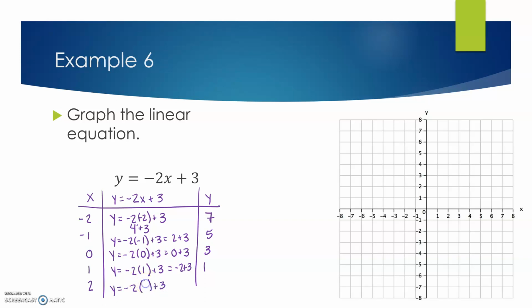So this would give us -4 plus 3, which is -1.